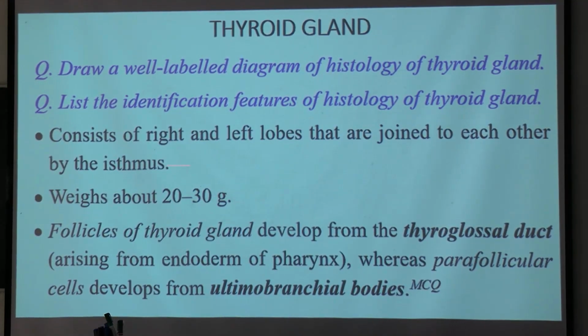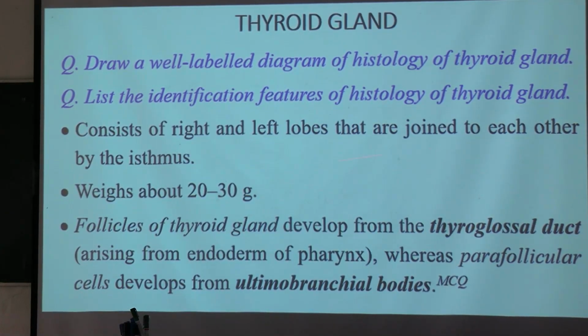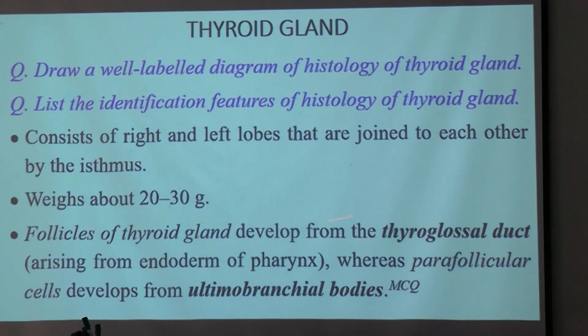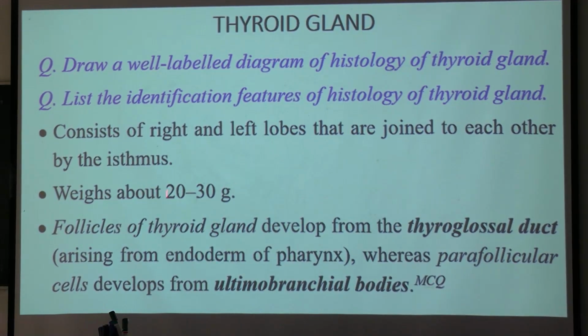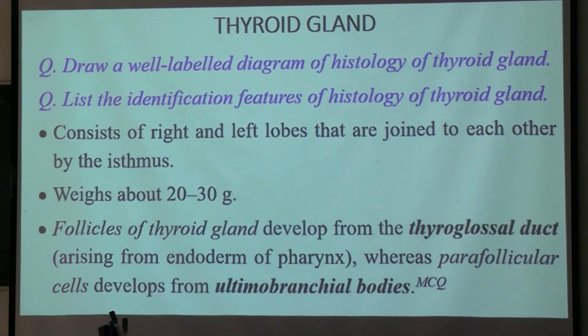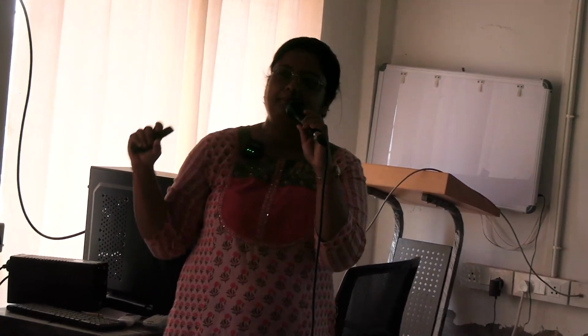Okay, thyroid gland consists of right and left lobes, and that are joined to each other by the isthmus of the thyroid gland, and it weighs about 20 to 30 gram. Okay, it lies in front of the neck, below the cricoid cartilage, around almost upper part of the tracheal cartilages. Okay, overlapping the upper tracheal cartilages.